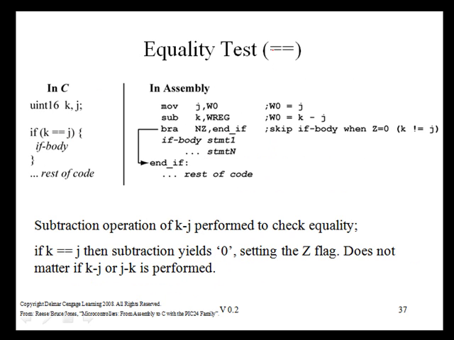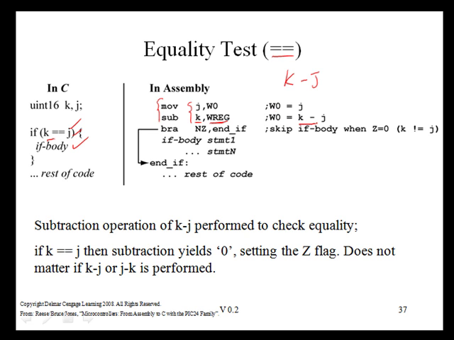So let's start looking at some examples. Let's look at an equality test. Here's some C code that says if K is equal to J, if they're equal to each other, then let's execute the if body. First of all, let's write some code that's going to test this condition. The way that we're going to test this condition is that we're going to subtract J from K. When we do this, this is going to affect the Z flag. Notice that this result here is going to be written to the W reg. We do not want to modify either J or K when we do this test, so we'll write it to the working register. And the end result here is that the flags will be affected.